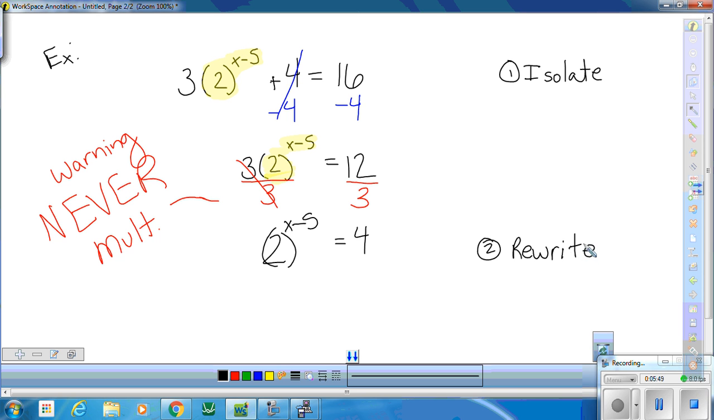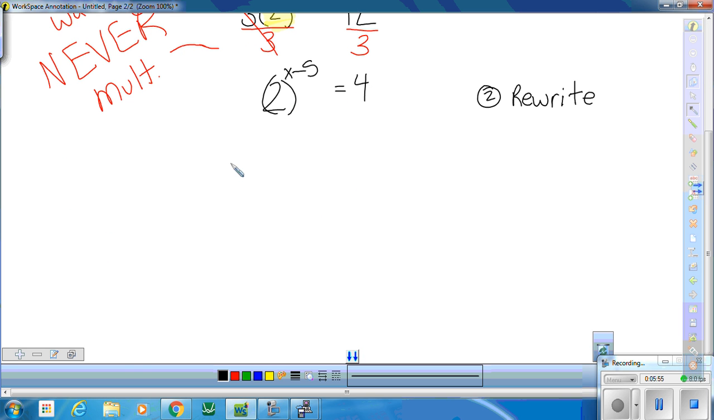So this is an exponential, so I need to rewrite it as a log. If you remember, when we're rewriting, we said that a base is a base is a base. The base never changes. So if this was base 2, then this is log base 2. The base does not change. And so it's always 2 to this power is equal to this number. So the power always goes over here.